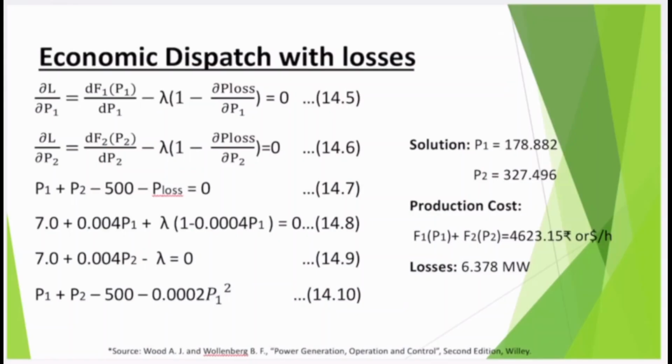We are saying the loss will be a function of your P1 square. So if you solve this equation, now you are experiencing a loss in the transmission line which is 6.378, and P1 plus P2 must be 500 plus 6.378, and if you calculate the cost of generation, it will be 4623.15 rupees or dollars per hour, as per your convenience.